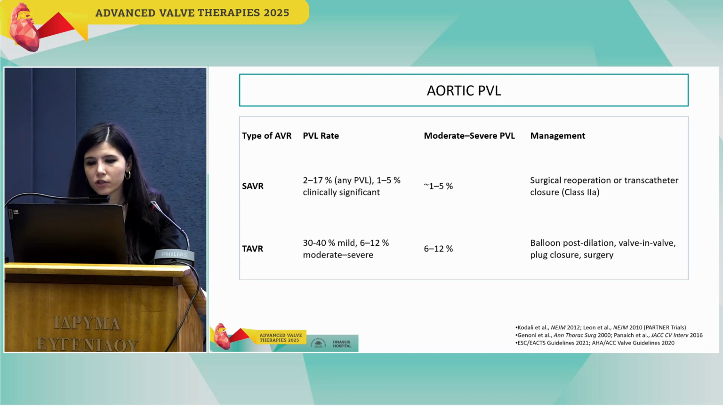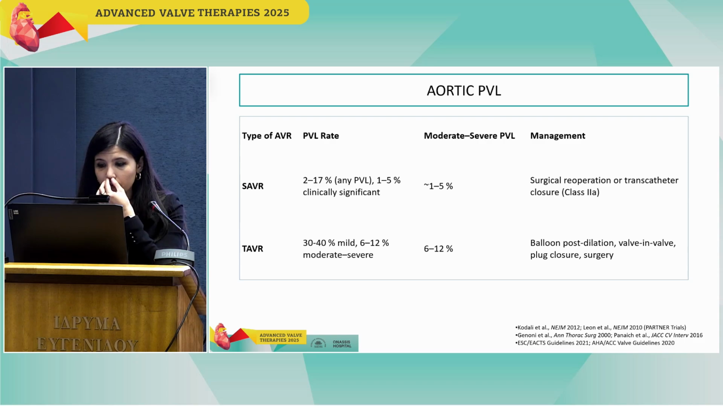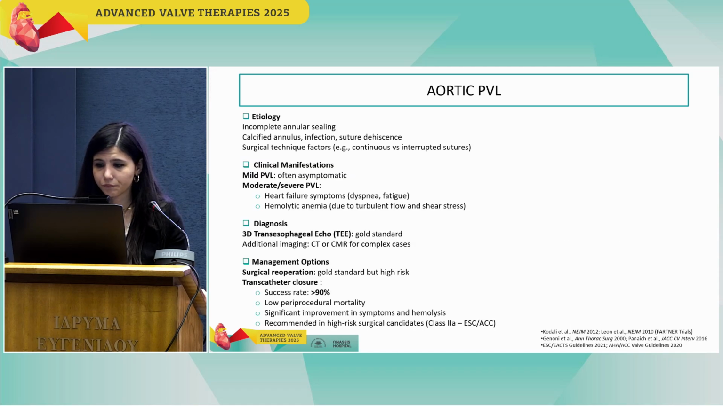So in conclusion, I will tell you some things about aortic paravalvular leaks. Aortic paravalvular leaks are more commonly seen following transcatheter valve implantation compared to surgical valve replacement. According to the data shown here, after surgical aortic valve replacement, the incidence of PVL is reported between 1% and 5%, while after TAVI, mild PVL may occur in up to 30% of cases, and moderate to severe PVL is seen in 5 to 15%, depending on valve type and operator experience.